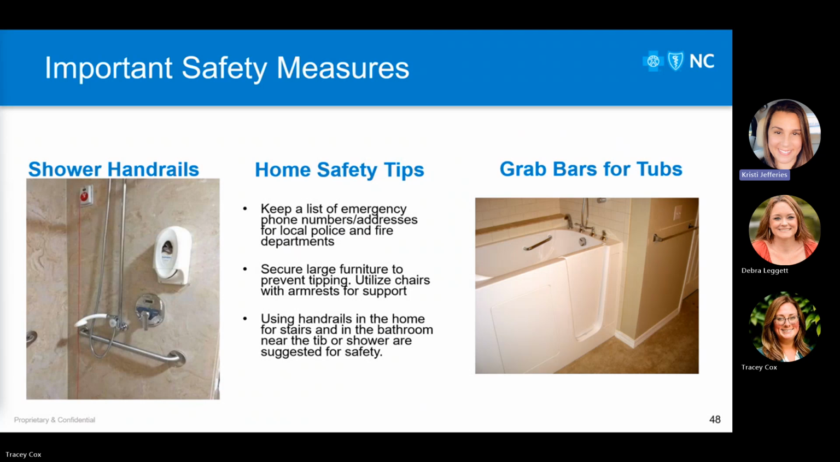A few things to consider having in the home include handrails for stairs and showers, grab bars for bathtubs, securing large pieces of furniture, and removing tripping hazards such as throw rugs. Another important piece to remember is a centralized location, perhaps the fridge, for emergency contact numbers.